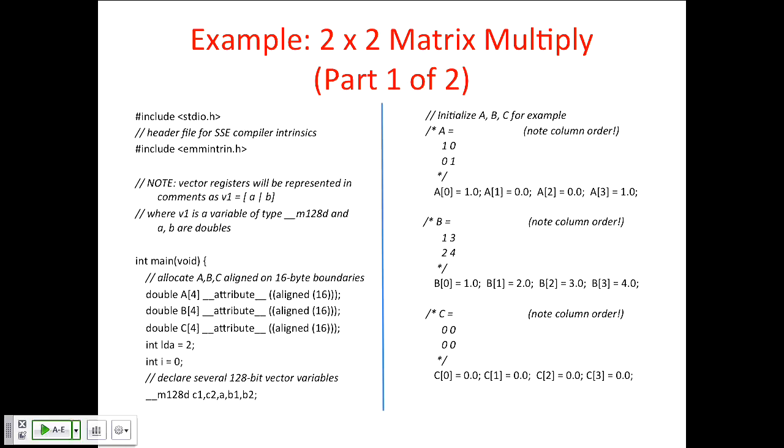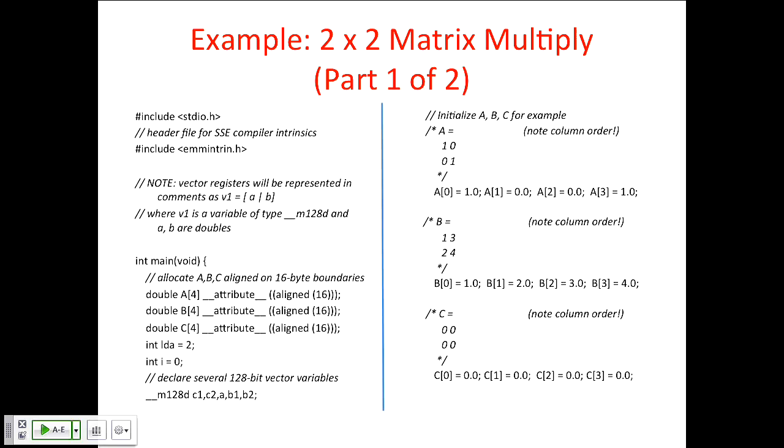This is just declaring a couple of regular variables. Then we want to declare some 128-bit vector variables. Use underscore underscore m128d: C1, C2, A, B1, B2. So these will become our vector registers. But because we're using intrinsics and driving it from C, we declare them like they're C variables. And all we're doing here is initializing this array in memory, this array in memory, and C in memory. This is just the matrices in memory, just filling them in for the purpose of this example.